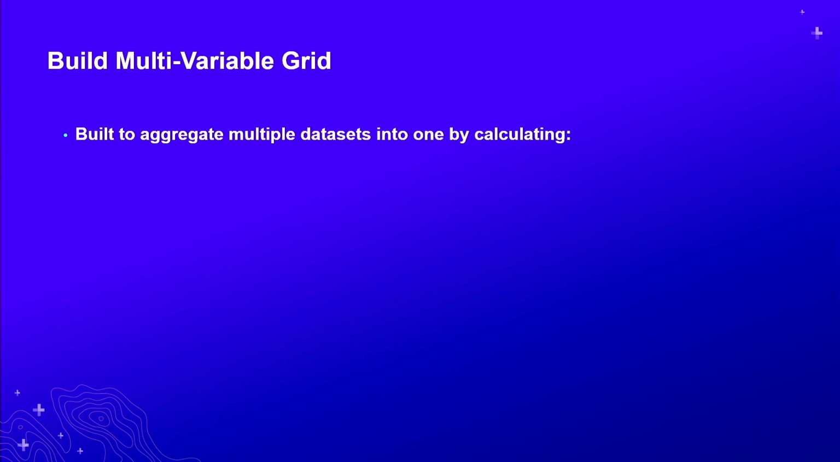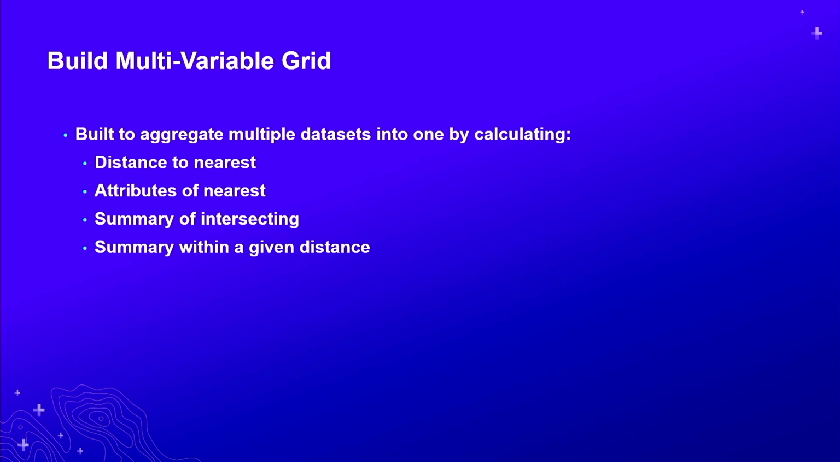And it's not just representing the data sets, but it's representing relationships with them. So you can calculate any of these attributes on those data sets. The distance to the nearest, you calculate the distance to the nearest park, the attribute of the nearest park, so maybe the name of the park, the summary of intersecting, and the summary within a given distance.